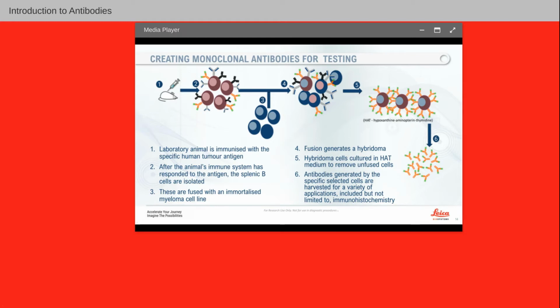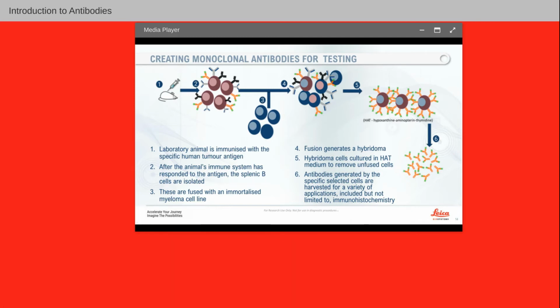The animal's immune response recognizes it as not being labeled as self, it's foreign, so it has an immune reaction. The antibodies it produces are designed to attack the proteins that have been inoculated into it. Once there's a sufficient degree of these antibodies, the animal's splenic cells are isolated.